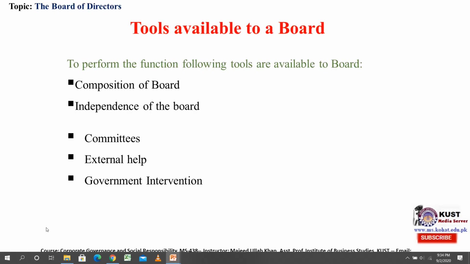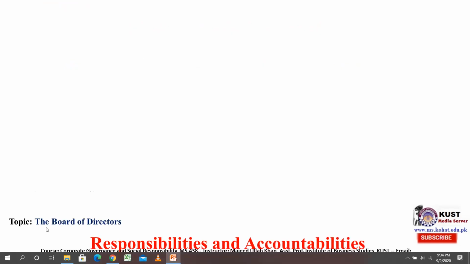The board has committees in order to perform these functions. The board can get external help from any expert if there is any deficiency in the board to perform its advisory or other functions. The board may invite government intervention if the issue is very crucial and is a threat to the very existence of the company.